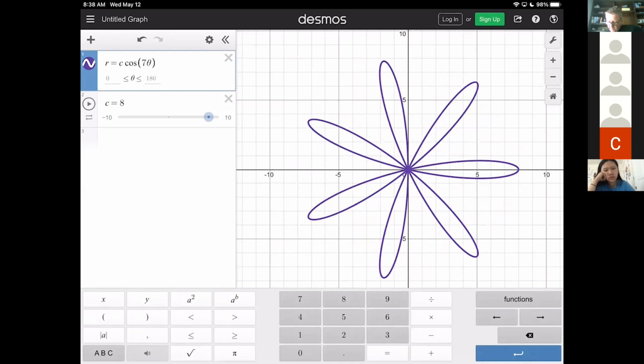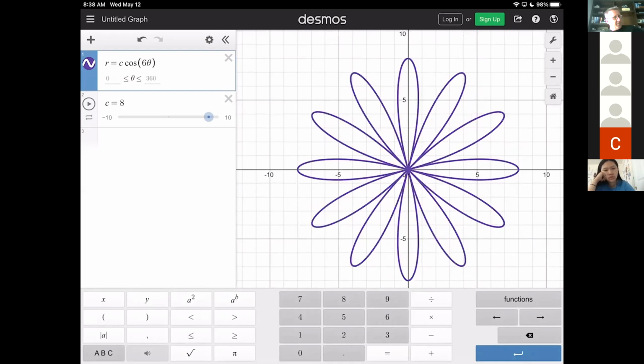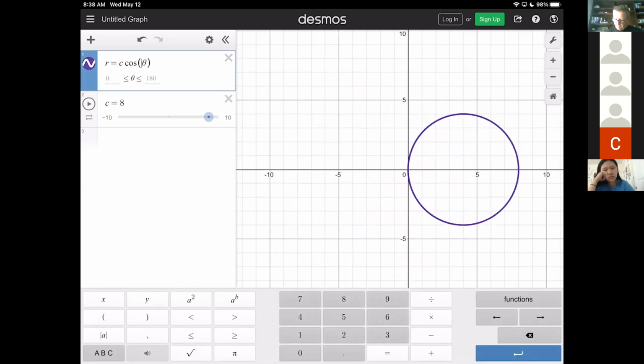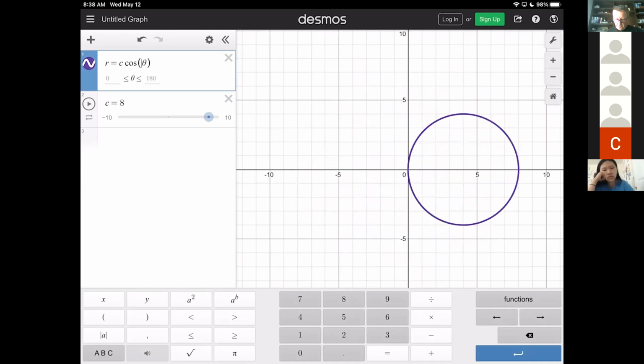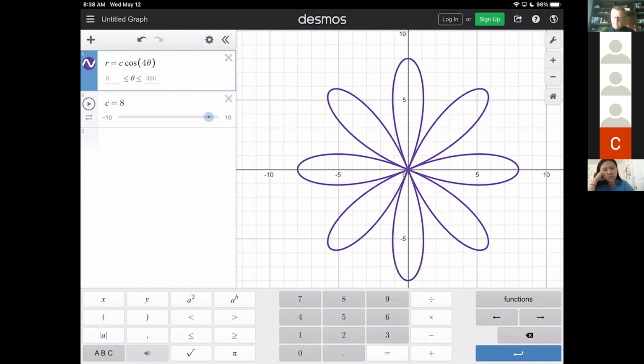But what if there's 6? So you'd think, oh, there'd be 6, but there's not. How many are there, however? 12. Is it double? So if I put an 8 there, will there be 16? So apparently the answer to that is yes. If you put 4, there'll be double because it's even. There's double the number of petals.